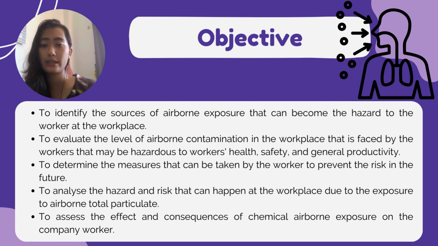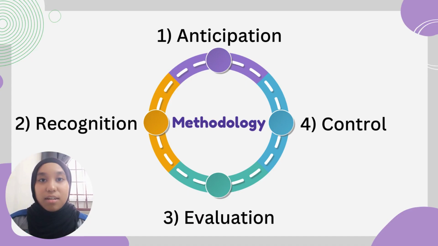The third one is to determine the measure that can be taken by the worker to prevent the risk in the future, which is their worker safety, their worker health problem in the future. And the fourth one is to analyze the hazard and risk that can happen at the workplace due to the exposure to airborne total particulate. And the last objective of this assessment monitoring is to assess the effect and consequences of chemical airborne exposure on the company worker.